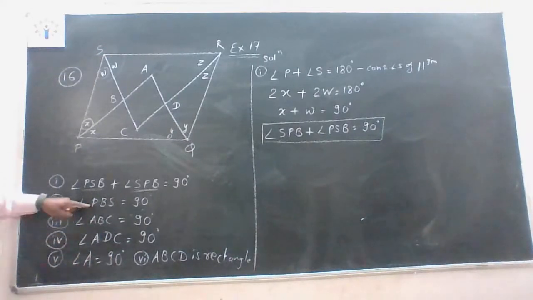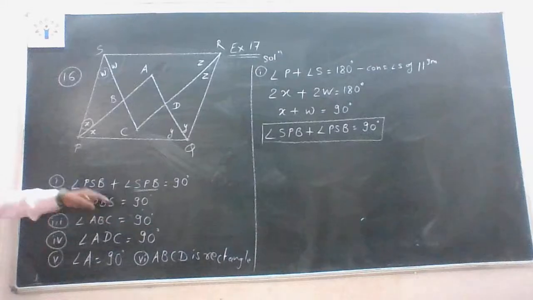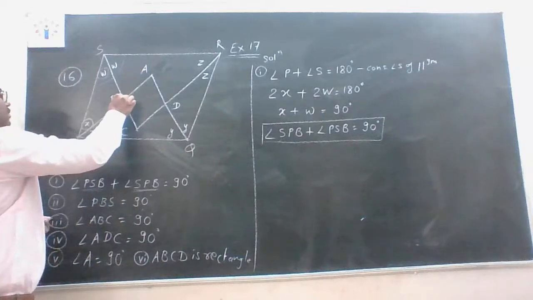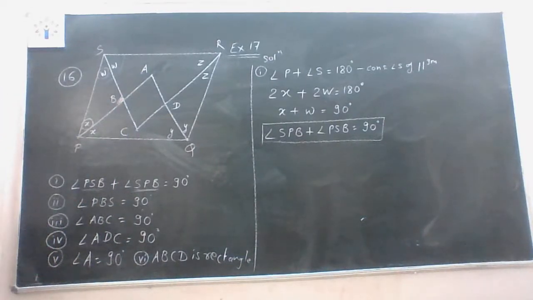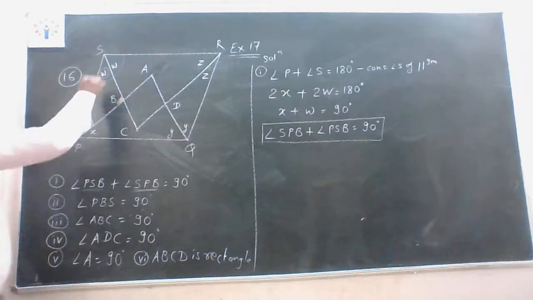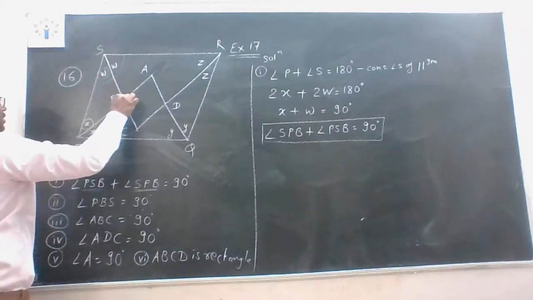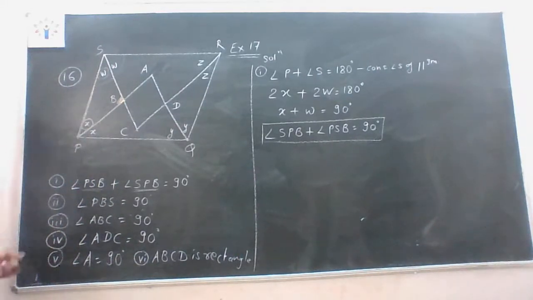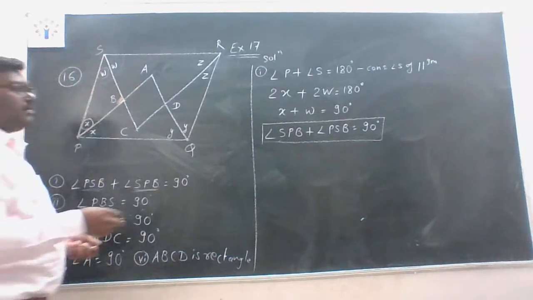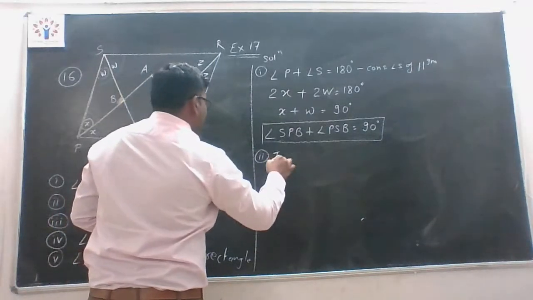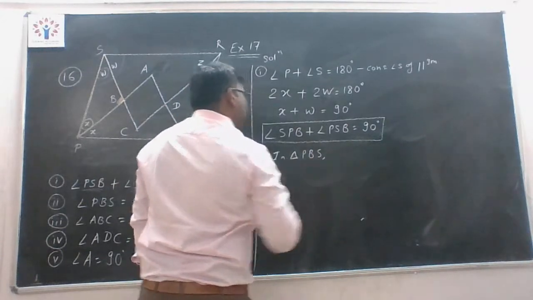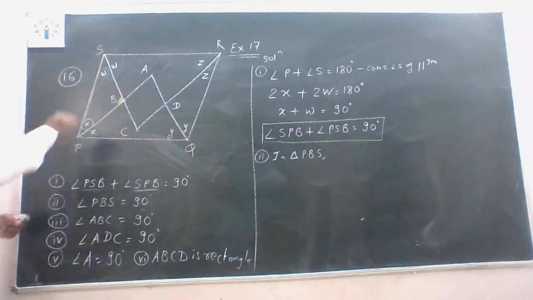So next, we want to show that angle PBS is 90 degrees. This is PBS. We want to show that angle PBS is 90 degrees. For that, let us consider this triangle. In this triangle, can we say that the sum of the angles of a triangle is 180 degrees? In triangle PBS, this is the triangle PBS.